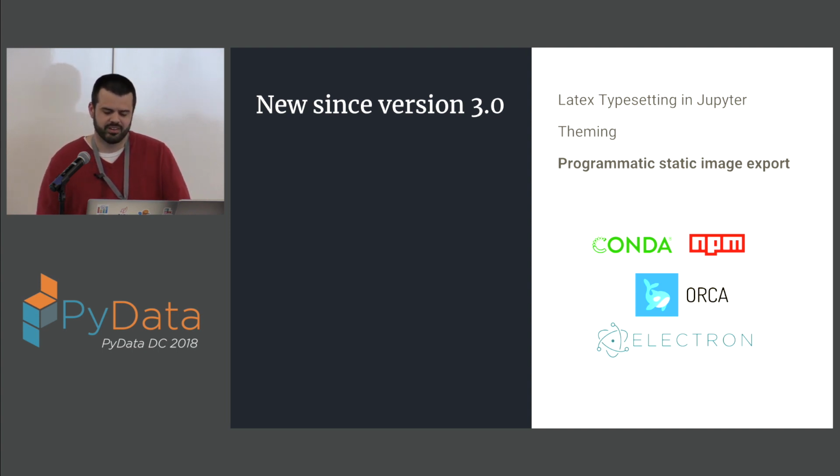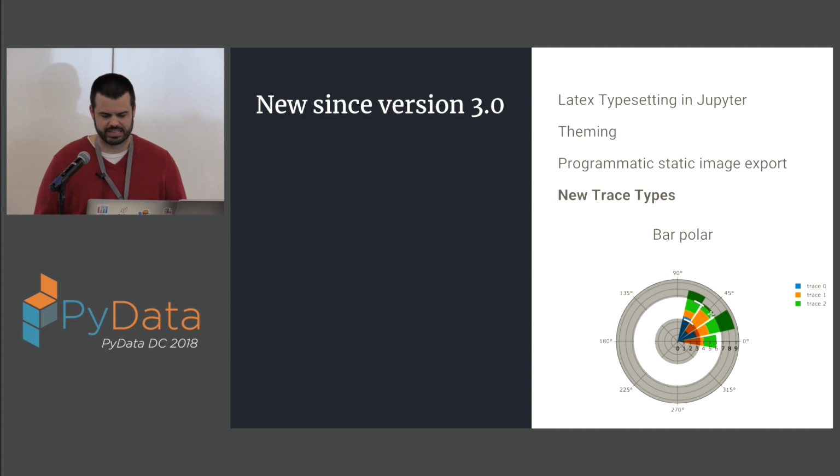It's based on Electron. So we're using a standalone Electron executable to do the rendering into an image. And we've been able to package that Electron program called Orca using both Conda and NPM. So you can Conda install all the dependencies you need to do static image export. And it doesn't rely on WebDriver. It doesn't rely on a system browser being installed. It's all self-contained.